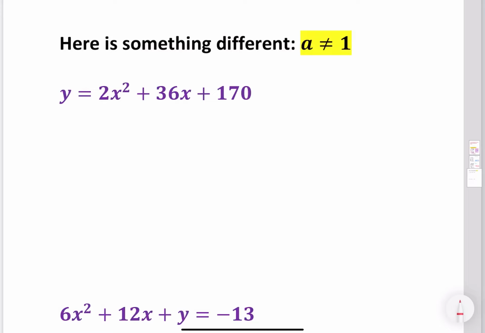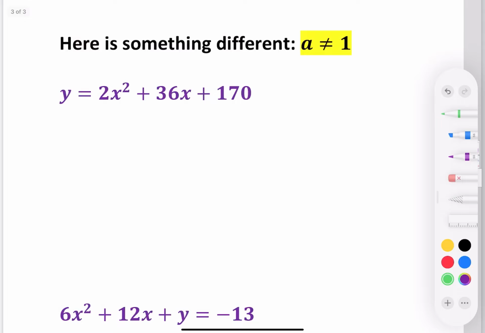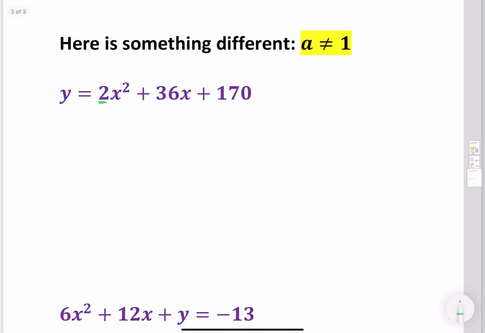number. So to get rid of that 2 in front of our x squared, we've got to divide it by 2. But we can't just divide that by 2. We've got to divide everybody by 2 to be fair. So we're going to divide everybody by 2. And when we divide everybody by 2, we now have y over 2 is now equal to x squared plus 18x plus 85.